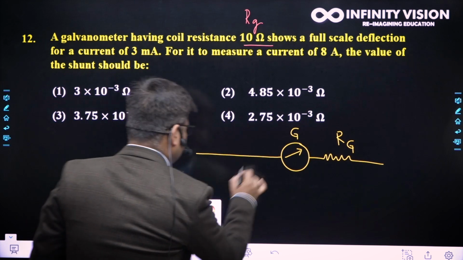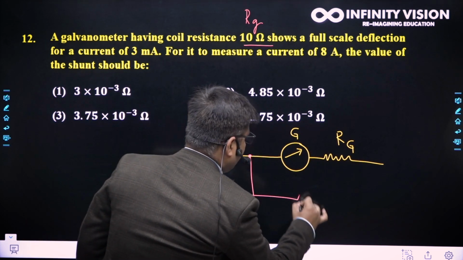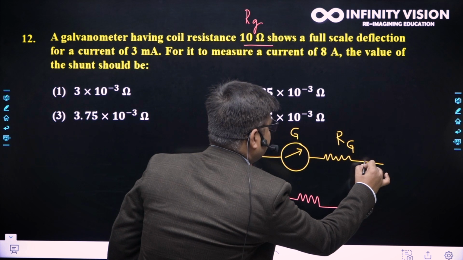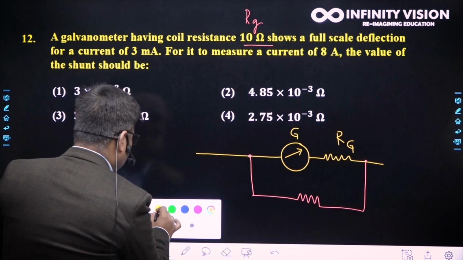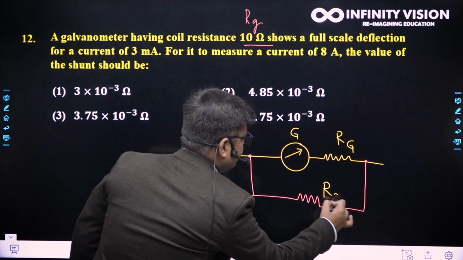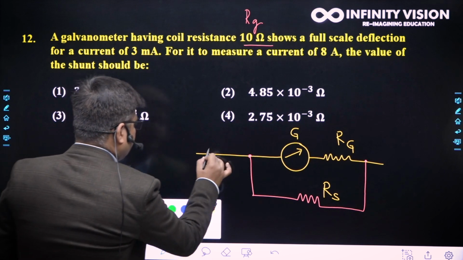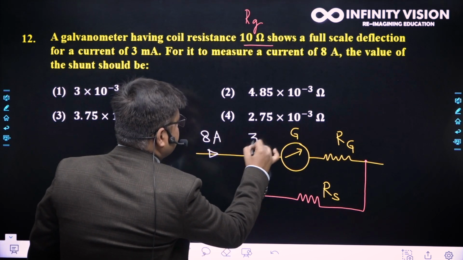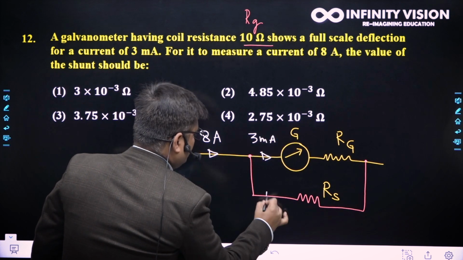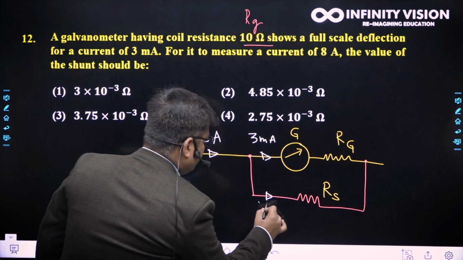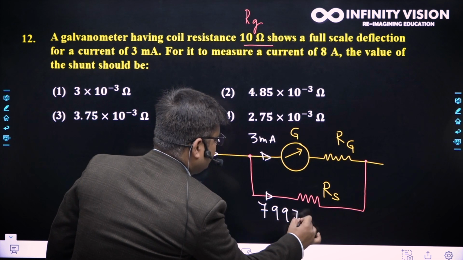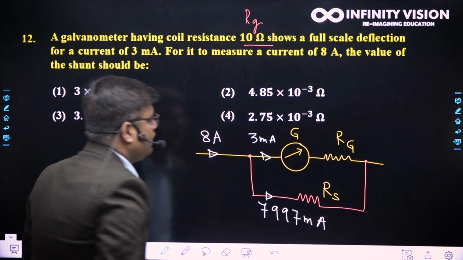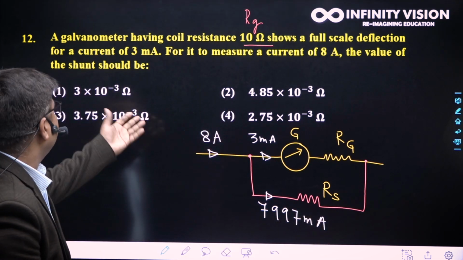And this is the shunt that we have to connect in parallel, because we are converting the galvanometer into an ammeter. So this will be the shunt resistance Rs, and here the total current is 8 ampere, and in the galvanometer it is 3 milliampere. So the current that will pass through the shunt is 7997 milliampere. Okay, so now they are asking what is the value of shunt resistance.